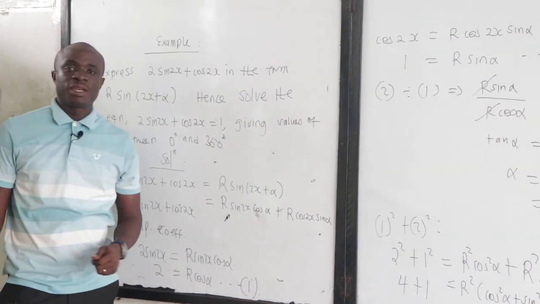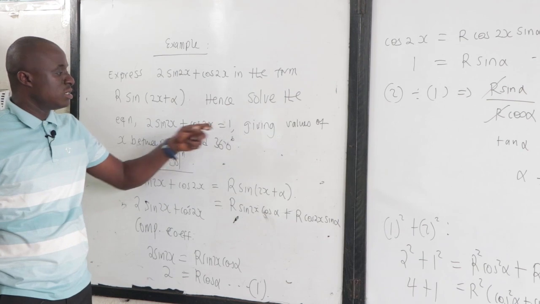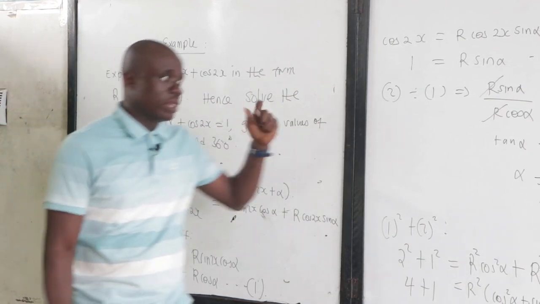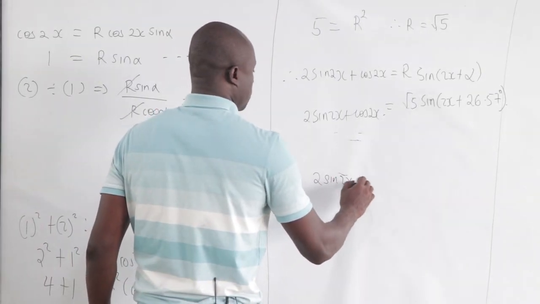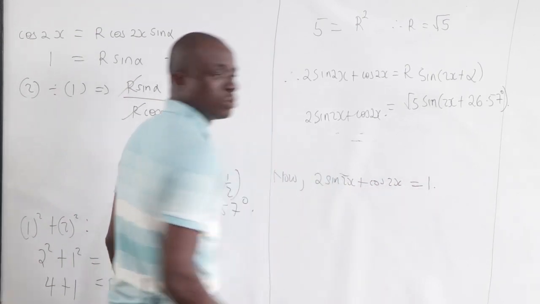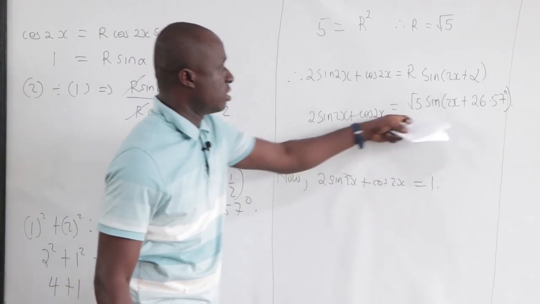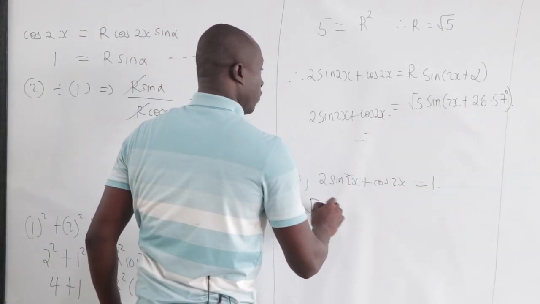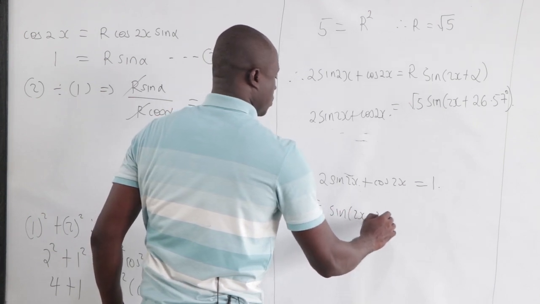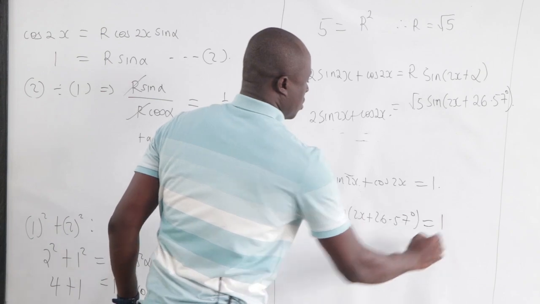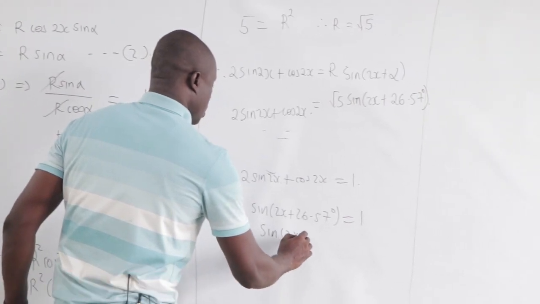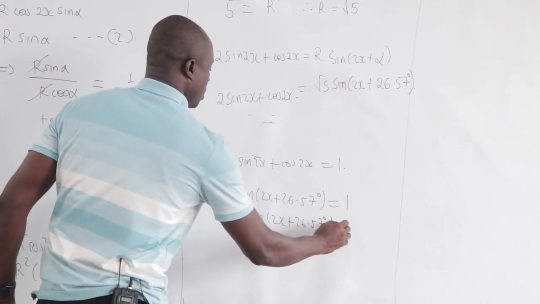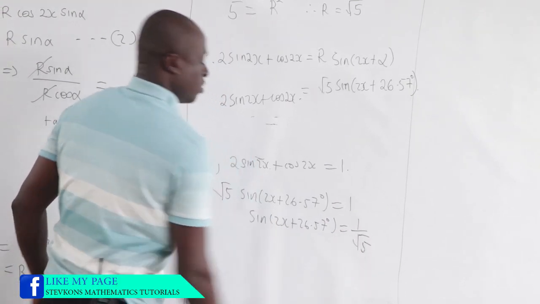Now this is the first part. And then after that, what are they saying? Hence solve the equation with this equal to 1. So we should solve it when it is equal to 1. Now we have 2 sin 2x + cos 2x equal to 1, which is just root 5 sin(2x + 26.57 degrees) equal to 1. I want to find x. So the root 5 will go there, and I have sin(2x + 26.57 degrees) equal to 1 over root 5.